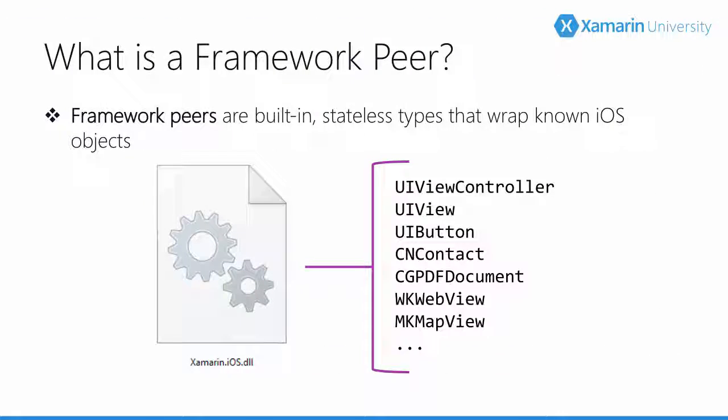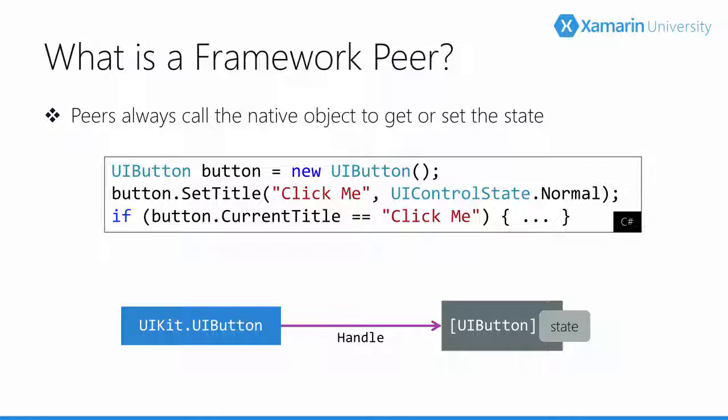So framework peers are built-in types that have been created and shipped with Xamarin iOS. And so the managed wrappers themselves are all part of the Xamarin iOS Runtime DLL. So this is going to be pretty much the majority of the base classes that you're going to work with. These are types like UIViewController, UIView, UIButton, MKMapView, all the types that you'll directly work with that represent the actual native things that are part of iOS itself. So the important thing to understand about framework peers is that they're completely stateless.